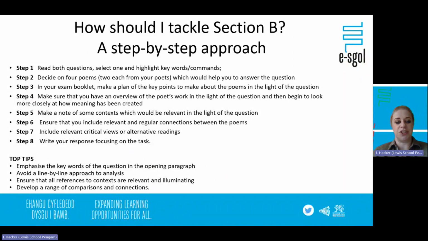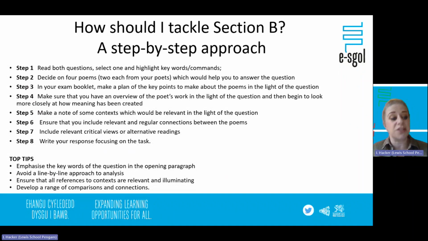The next thing you need to do then, possibly the most important thing, is step 3. In your exam booklet, make a plan of the key points to make about the poems in light of the question. Now, you can do this planning either in the pink answer booklet. That's absolutely fine. You can plan on one page before going on to writing your response. If you don't want anybody to look, or the examiner to look at that plan, you can just put a cross through it and the examiner will know that that is a plan and you don't want it marked.